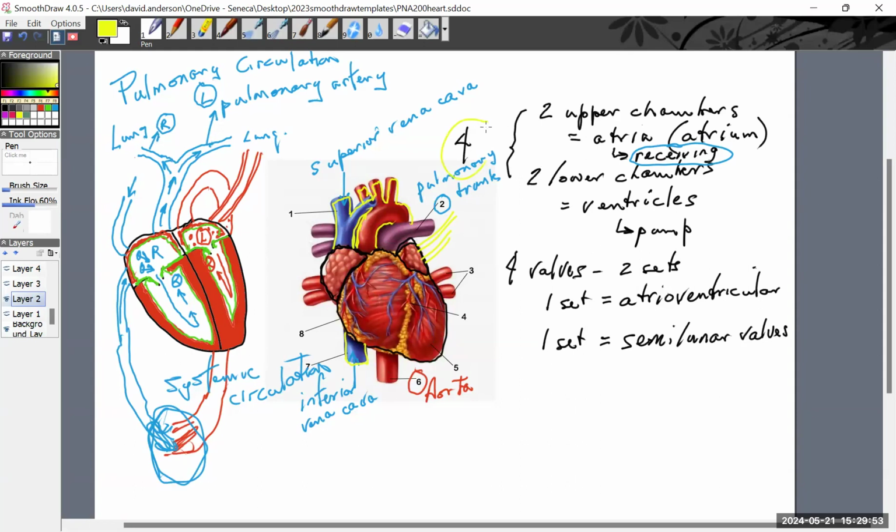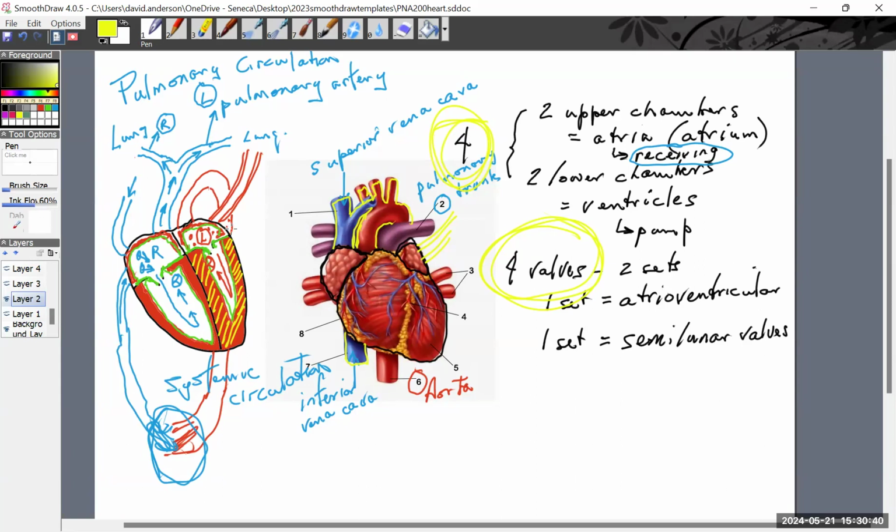The idea is 4 chambers and 4 sets of valves that are designed to make sure that we create one-way flow. In effect, we're going to create 2 circulatory pathways. The right pump pumps to the lungs. The left pump pumps to the whole body. Because the left pump has to pump to the whole body, it has to overcome much more resistance. So we see that in the thickness of the contractile segment, the myocardium, in the left ventricle is much thicker than it is in the right.